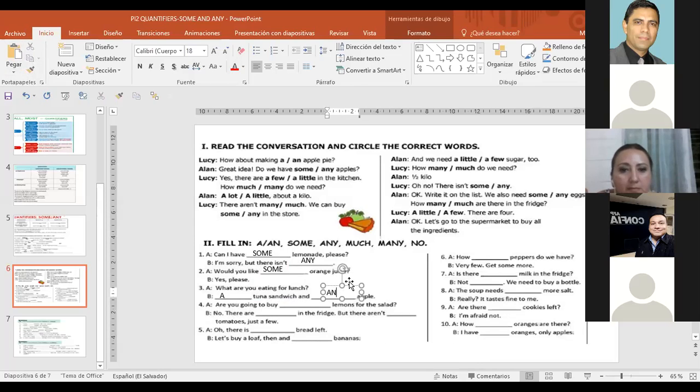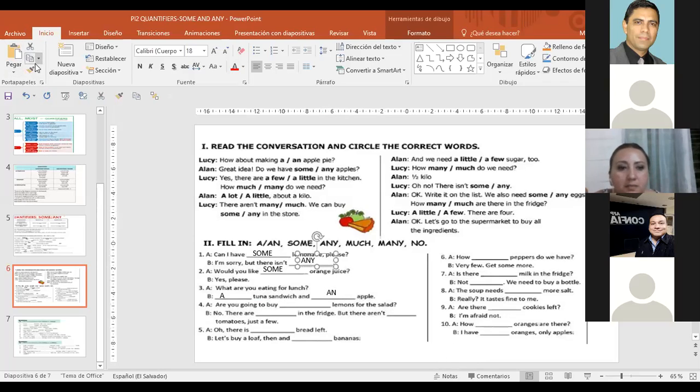Are you going to buy any lemons for the salad? In this case it is any, right? It's a question, es una pregunta, y no lleva ni can ni would you like. Are you going to buy any lemons for the salad? No, there aren't.